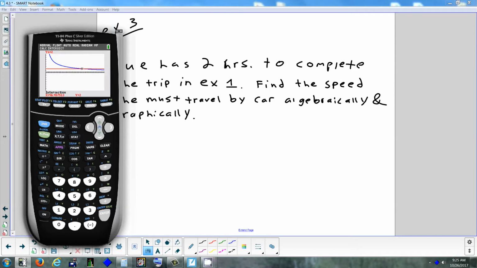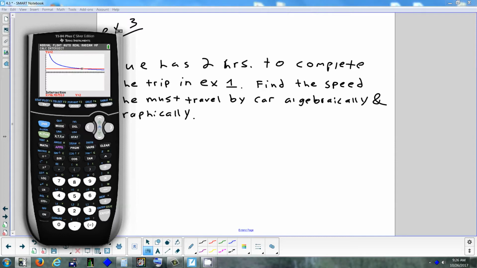Well, Trevor, how fast does she have to go? Say the question again, please? How fast does she have to go to complete her trip in 2 hours or less? I'm not sure. Would you say greater than or equal to 46.45? Yeah, greater than or equal to that speed.